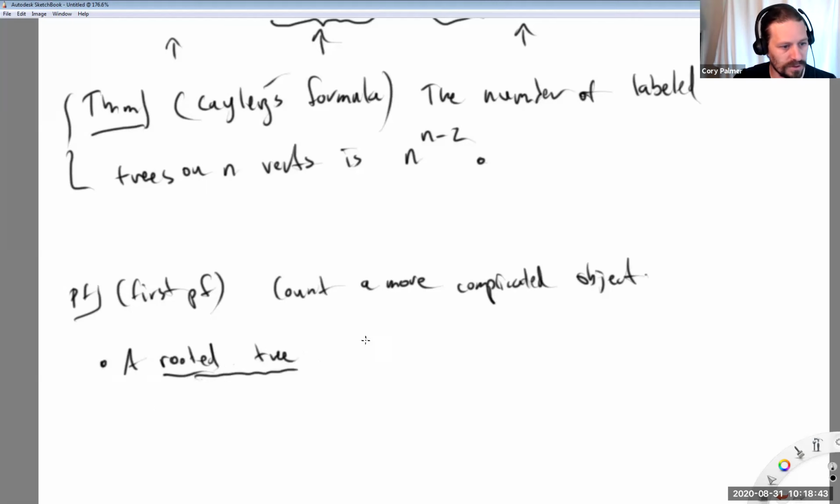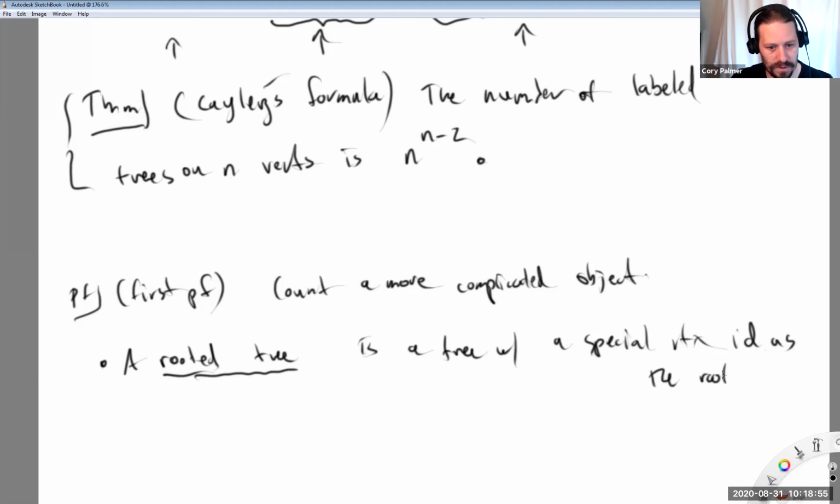So let's say a rooted tree is a tree with a special vertex identified as the root, okay? All it is, if you have a tree and you have a root, it means you just picked one vertex to be the root, and that's just a special rooted tree. It's closely related to labelings. It's essentially a tree with one vertex being labeled.